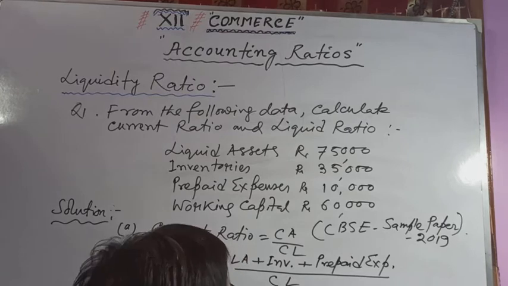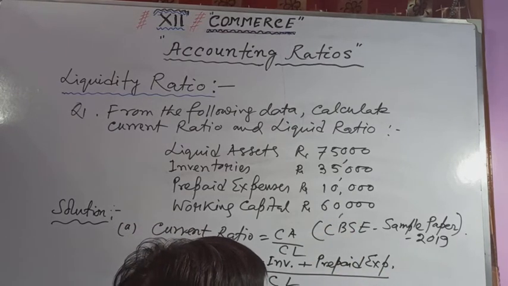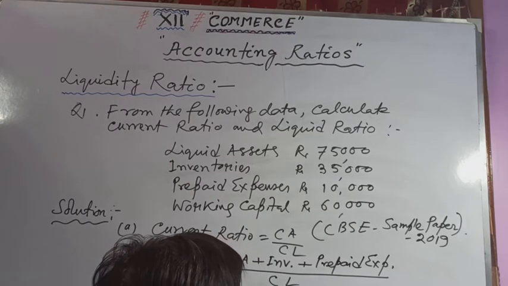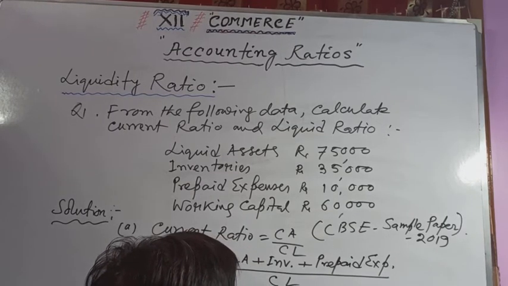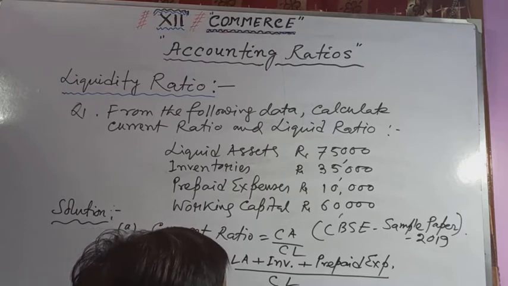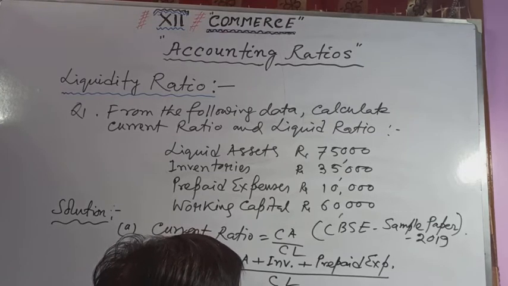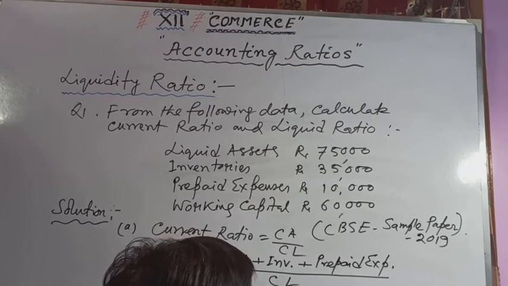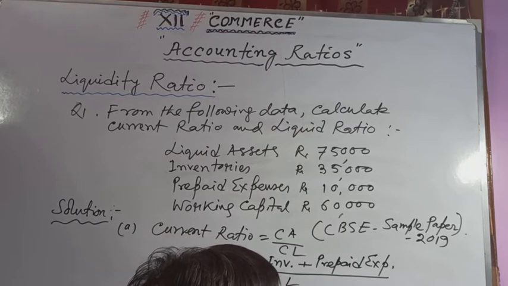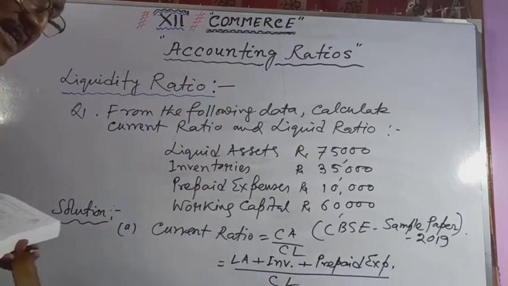1,20,000 minus working capital equal to 60,000, so CL is 60,000. Current ratio equal to 1,20,000 by 60,000, that is equal to 2:1, the ideal ratio. This is the answer for current ratio. Okay.